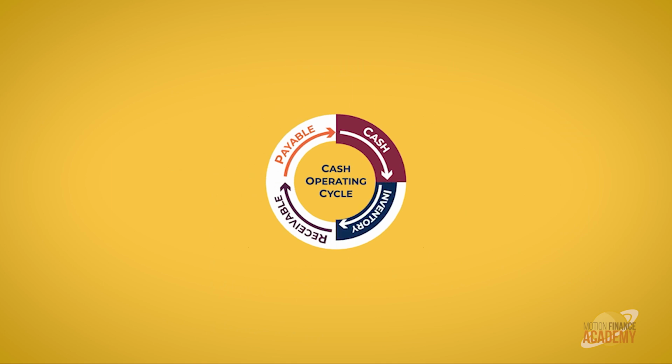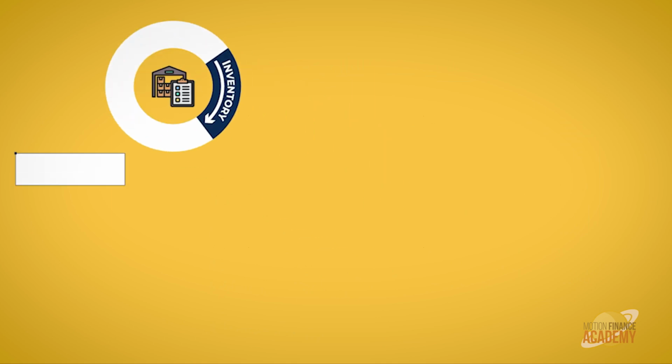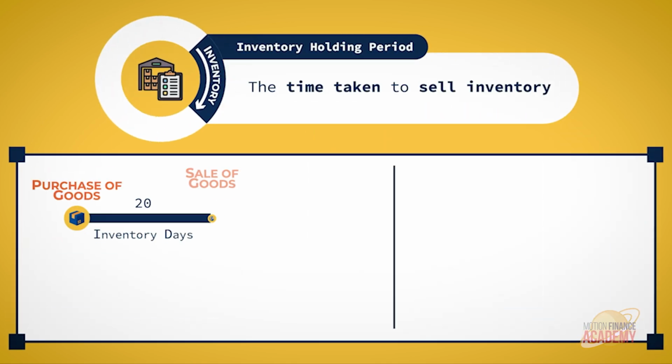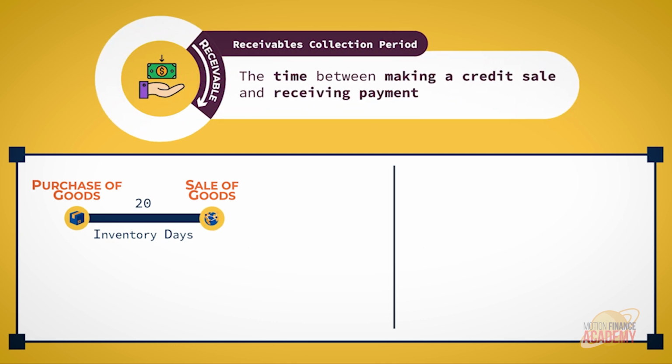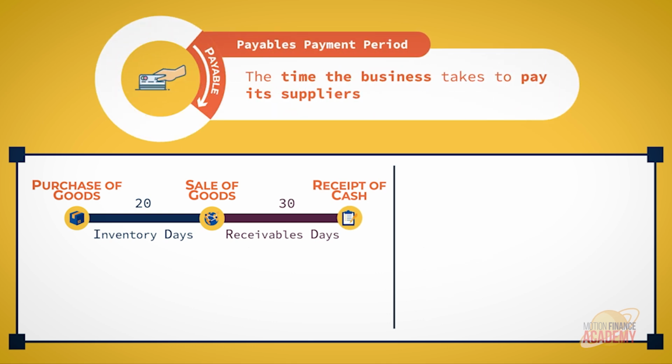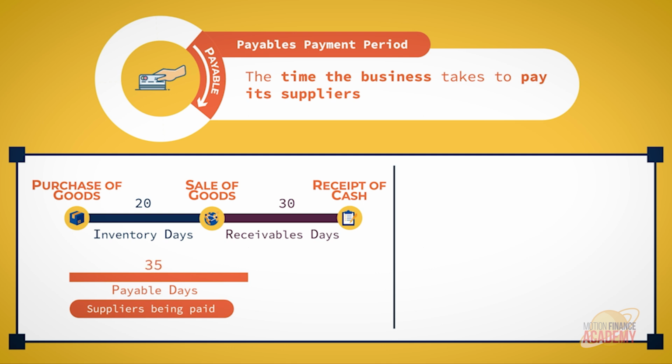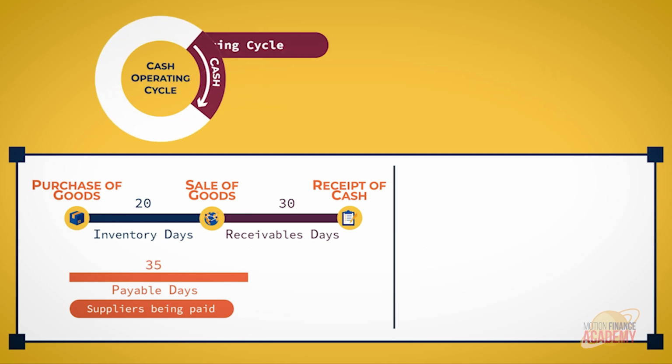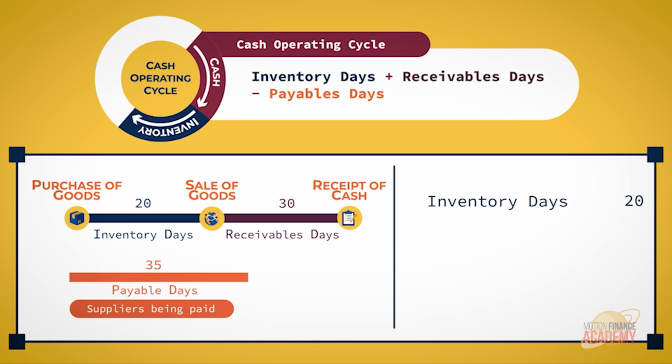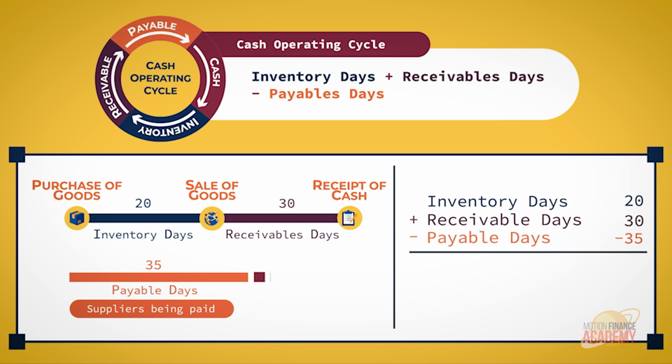It consists of three main components: the inventory holding period, which is the time taken to sell inventory; the receivables collection period, which is the time between making a credit sale and receiving payment for that sale; and third, payables payment period, the time the business takes to pay its suppliers. These elements combine as follows: cash operating cycle equals inventory days plus receivable days minus payable days.